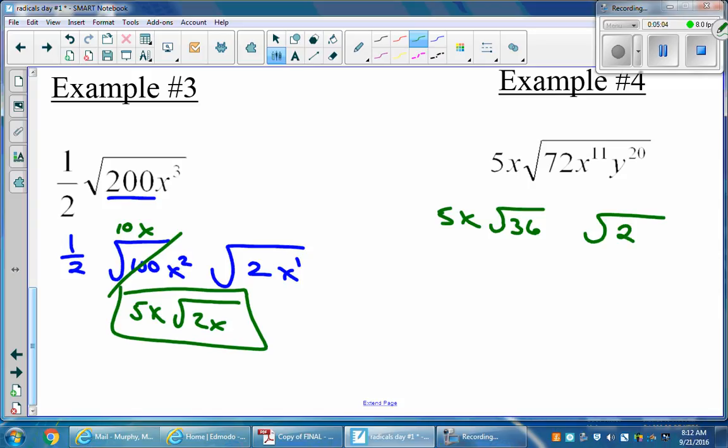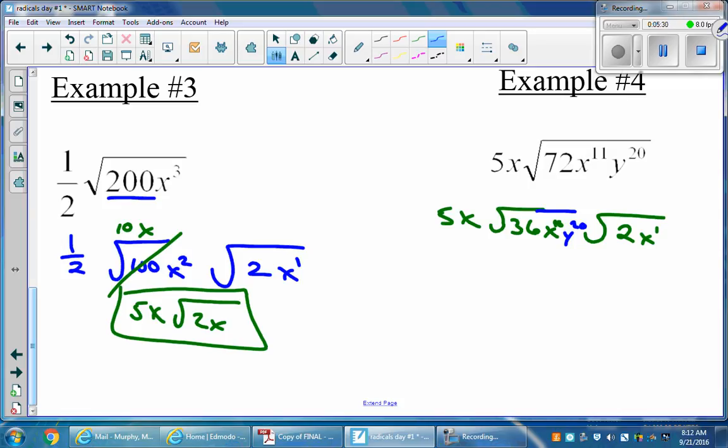Then I'm going to look at my variables. I have an x and I have a y. X to the 11th is not a perfect square, so I'm going to do the same thing. I'm going to make x to the 10th on the left-hand side, and I'm going to go x to the 1st on the right-hand side. I'm now going to look at my y's. My y's are y to the 20th. Y to the 20th is a perfect square because the exponent is even. So for now, I'm going to keep that y to the 20th over here on the left-hand side underneath that radical symbol. Once I've separated my perfect squares from my non-perfect squares, now I can simplify.